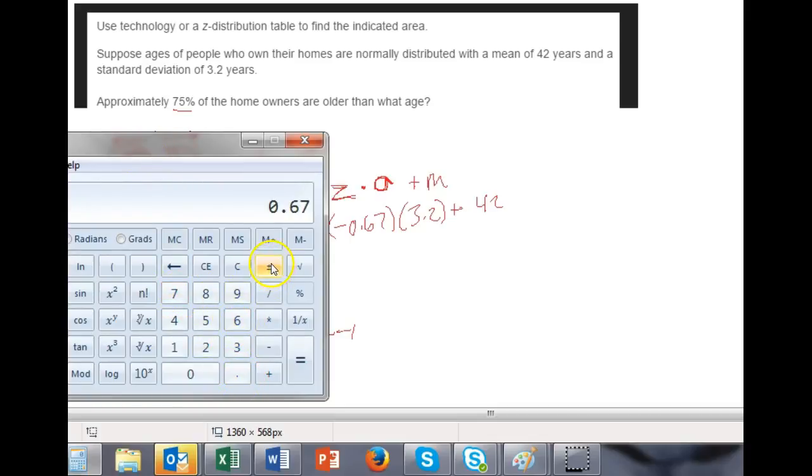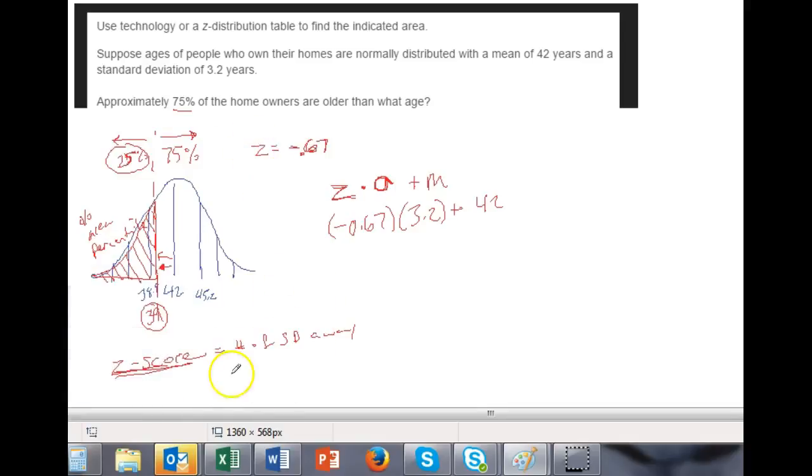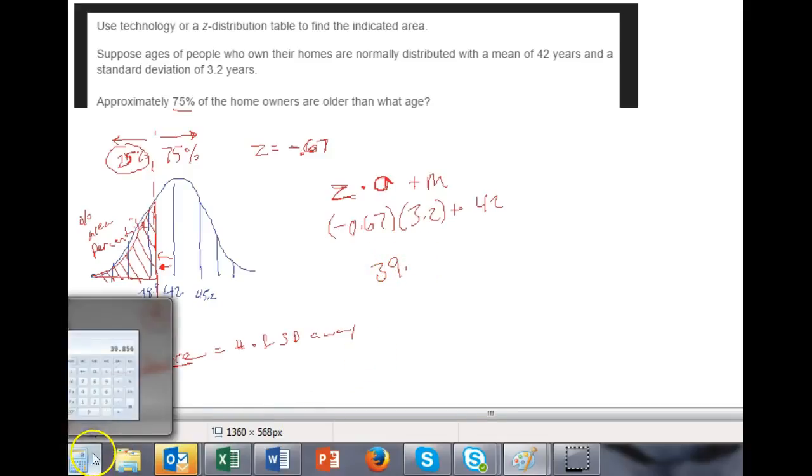0.67, make it negative, it's negative 0.67, so I hit the plus minus button, times 3.2 plus 42. So it's actually 42 plus negative 2.144, so it's going to be subtracted. So plus 42 equals, and it's 39.856, which is actually really close to what I guessed. No, I said 39. That's okay. So the answer is 39 point, what did I say, 896?